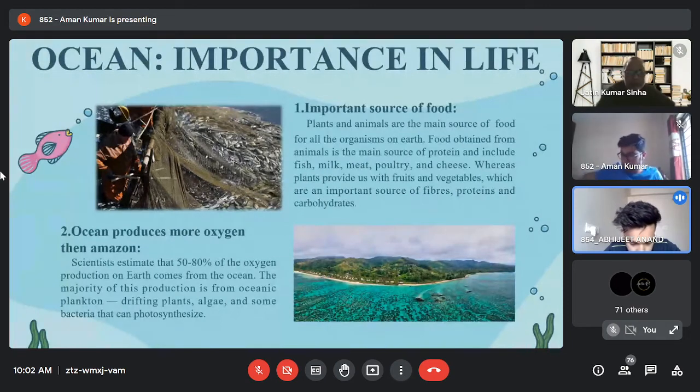The sea is a huge store of mineral wealth. Salt is one of the Earth's most important minerals. It comes from rock in the ocean and can be found nearly everywhere in the world. Now I am moving to the next point.